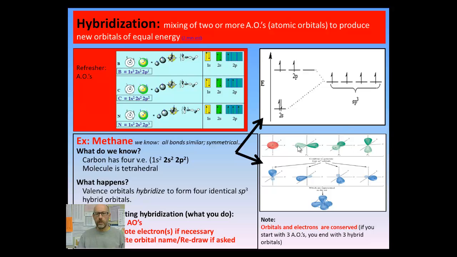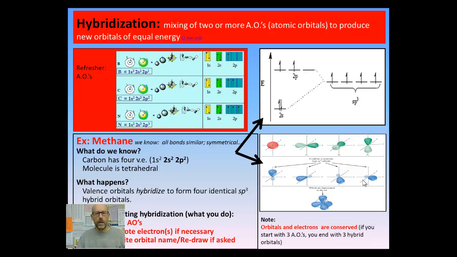Or if you look at the pictures, you might remember the balloons that we used. You start off with what's on the top here, this red orbital and these 3 green orbitals. That's what you start with, and you end with these ones on the bottom, which ends up making a molecule that looks like a tetrahedron.